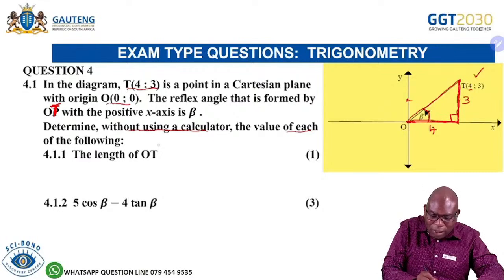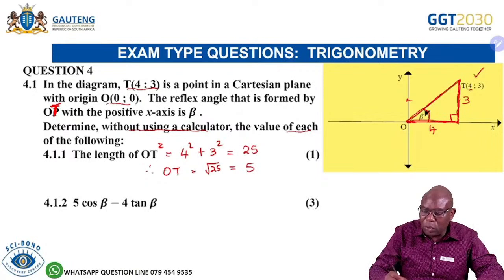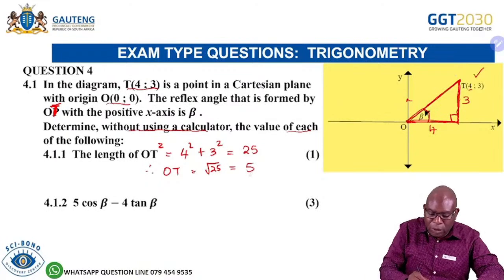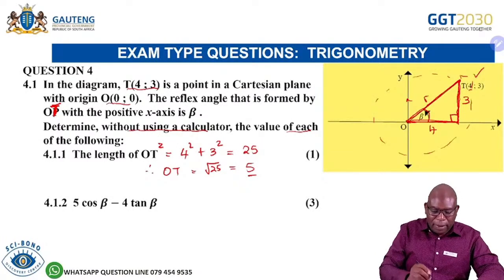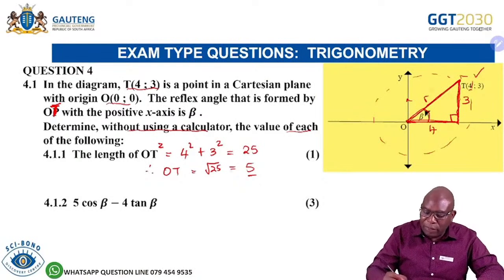So for OT, I can say OT squared equals 4 squared plus 3 squared, which gives me 25. Therefore, OT equals the square root of 25. Remember, this is the hypotenuse, so it will always be positive. So OT will be 5, because it's the radius. If we draw a unit circle around that, it becomes a radius. Right, now I have that line there, it's 5, no problem.